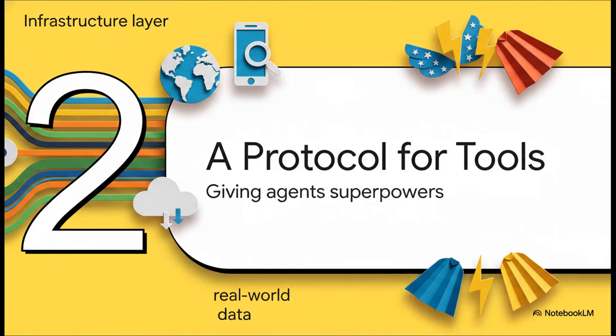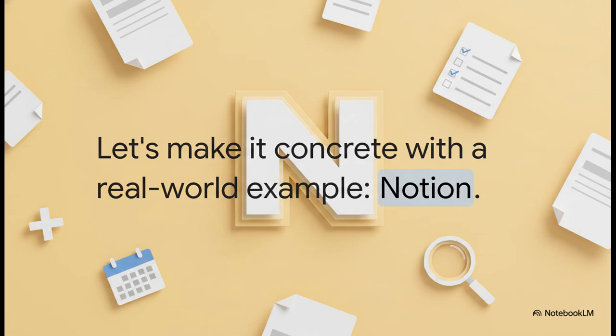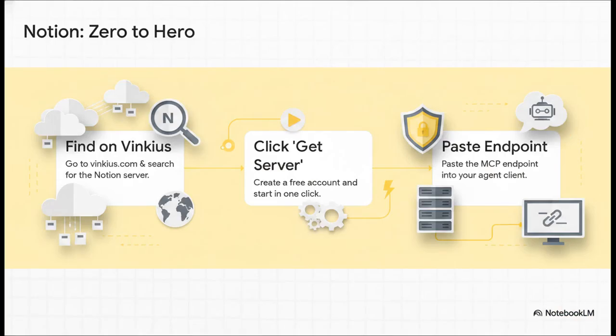Okay, so it's a standard, a protocol. I get the concept, but what does that actually look like when I'm coding? How do I give my agent these superpowers? Great question. Let's make it super concrete. Take a tool like Notion. I mean, your team's entire brain is probably in there, right? You want your agent to be able to search it, add new pages, and maybe even manage tasks inside of it.